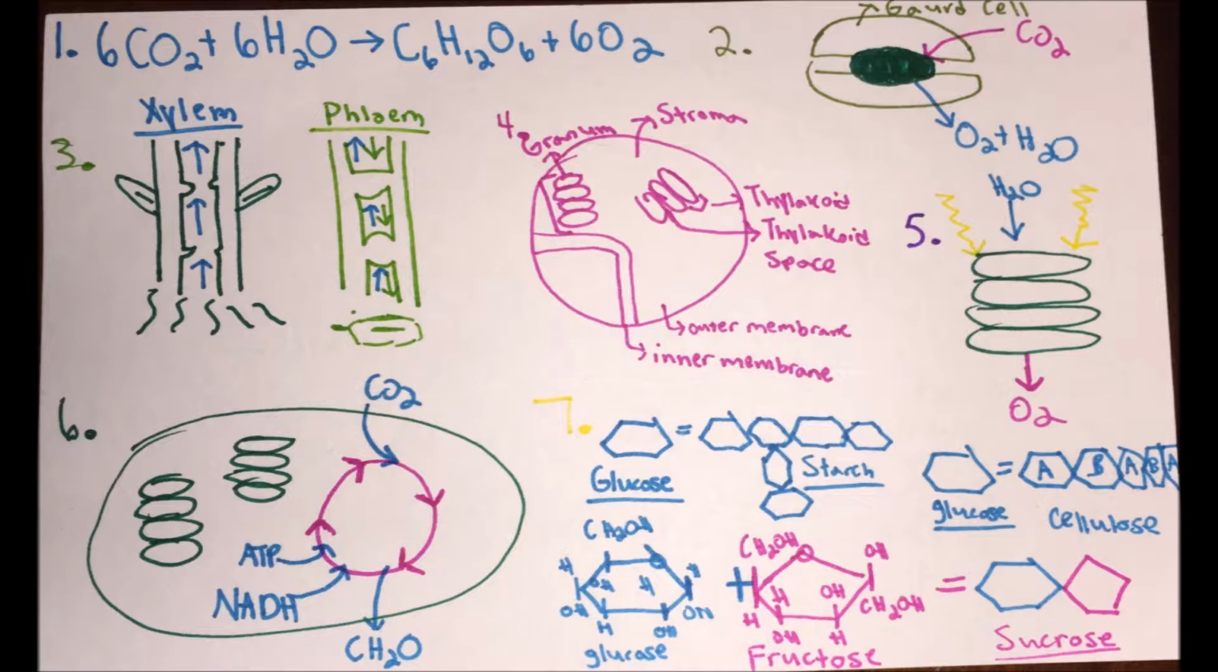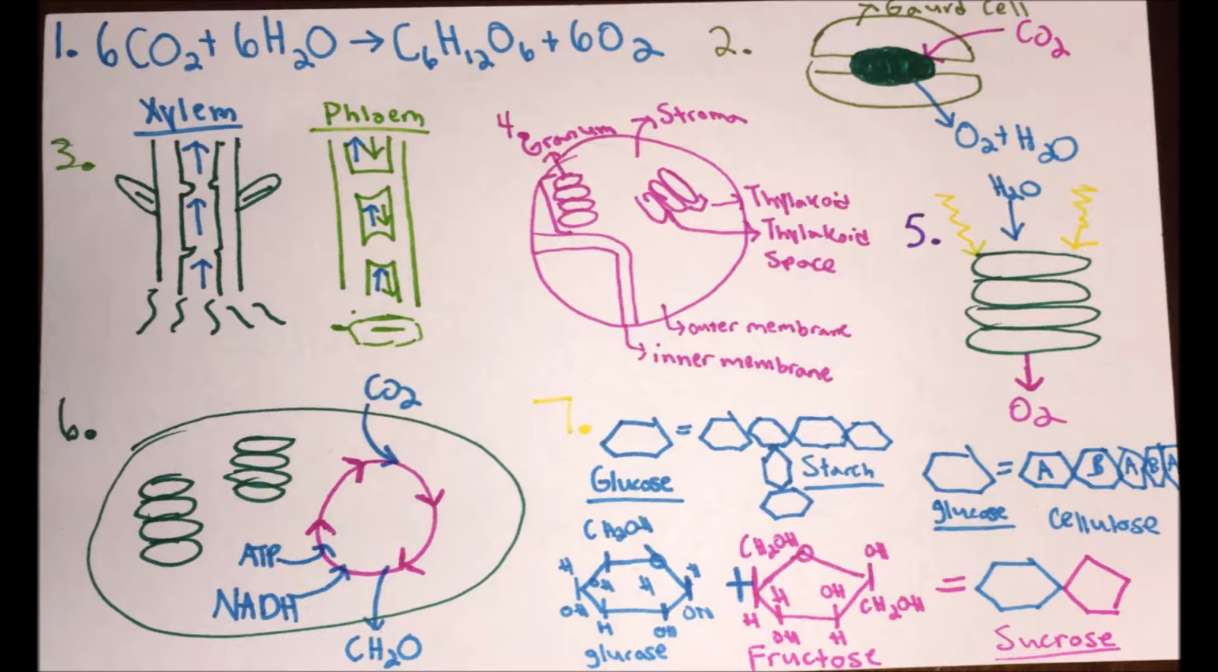The chemical equation which models photosynthesis is 6CO2 plus 6H2O yields C6H12O6 plus 6O2. Diagram number 2 depicts carbon dioxide entering the stoma and O2 exiting the stoma. Stoma are microscopic pores on the surface of the leaf.